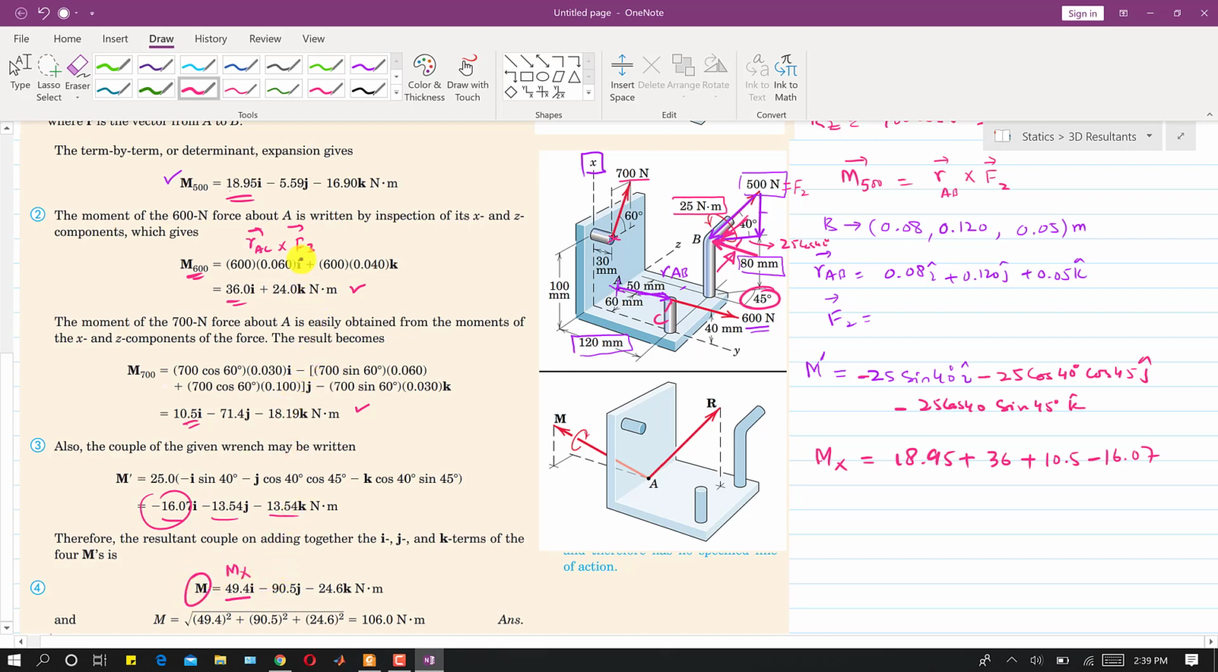Similarly, we will add up all the j components, all the y components, and we will get this. We will add up all the k components, all the z components, and we will get this component of the resultant, and then similarly we can find the magnitude of this. So we will replace these two forces and this wrench by this resultant force-couple system at this point A.